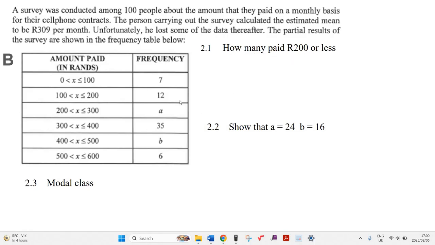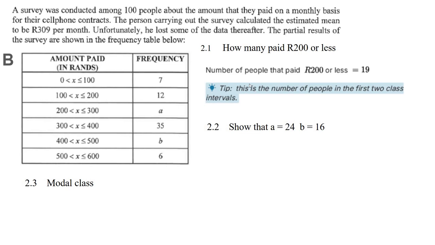How many paid 200 or less? Well, here it is. X is less than or equal to 200. 7 people paid between 0 and 100. We don't know what they paid, but they were in that range. And 12 people paid between 100 and 200. So that's 19. The number of people that paid 200 rand or less is 19.